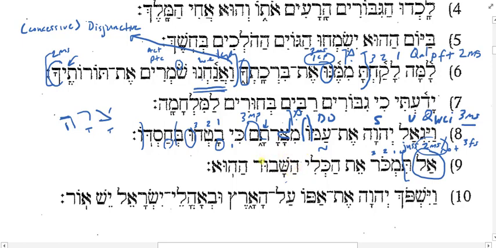Is it active or passive? Passive. I've got the shureq here with root 2. So what does shavar mean in the normal Qal? To what? To break. But I have to use the passive participle translation. What's the passive participle translation for break? Broken. So what kind of vessel is this if this is an attributive participle?